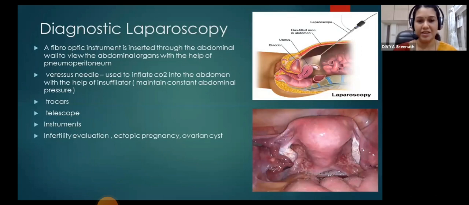Another test that is also done as a part of infertility evaluation is diagnostic laparoscopy. Diagnostic laparoscope, as we all know, is a fiber optic instrument. After piercing the anterior abdominal wall using a Veress needle, carbon dioxide is inserted so that the abdomen gets insufflated. Then, with the help of a trocar, another incision is made, and through that incision a light source or a telescope is passed, so that you will get a view of the inside of the abdomen.